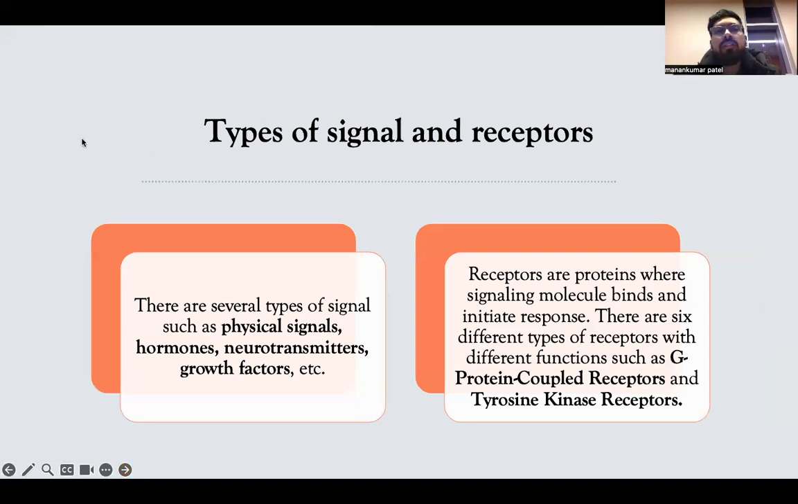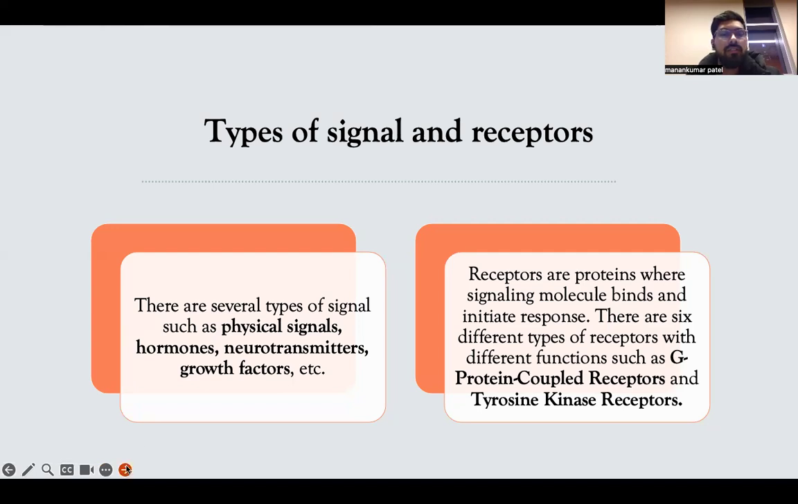Now, as I was saying, types of signals and receptors. So there are several types of signals, such as physical signals, hormones, neurotransmitters, growth factors, etc. Receptors are proteins where signaling molecules bind and initiate a response. So there are six different types of receptors with different functions. Here I will talk about just two, such as G protein coupled receptor and tyrosine kinase receptor. And we'll understand how these receptor pathways function individually.